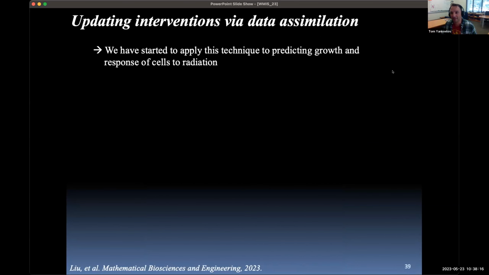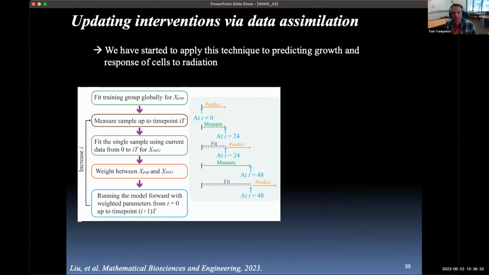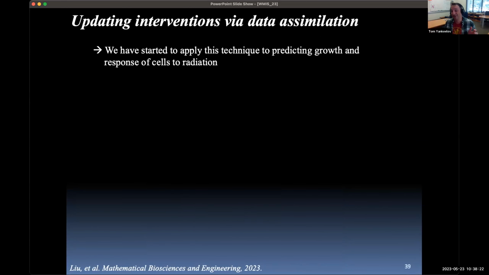All right, so we've started to apply this technique to predicting growth and response of cells to radiation. What we did here was a poor man's mixture of mechanism-based modeling with a more big data, in quotes, kind of thing. We wanted to predict from the earliest time point. So we took time-resolved images of cells growing in dishes that were receiving radiation therapy.